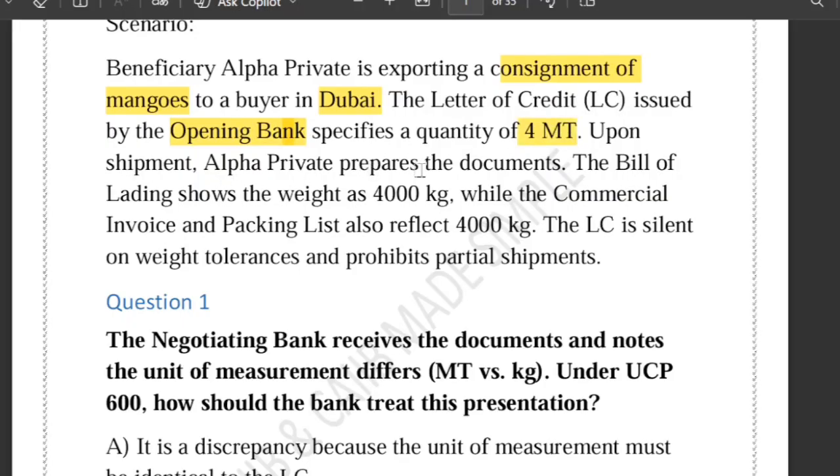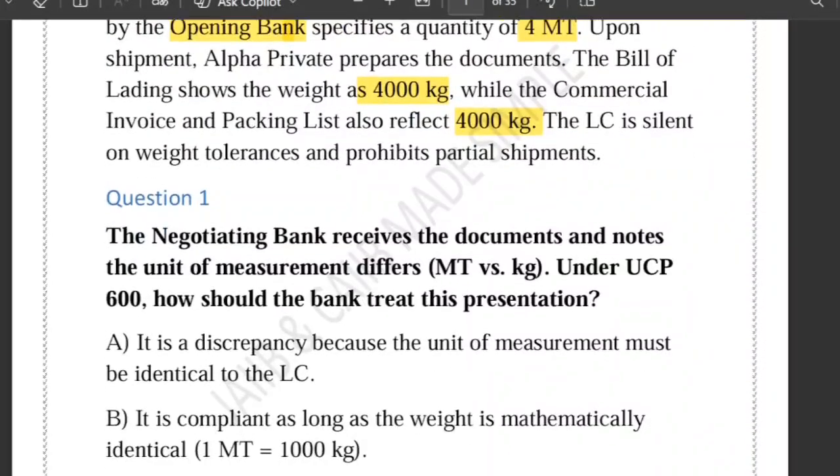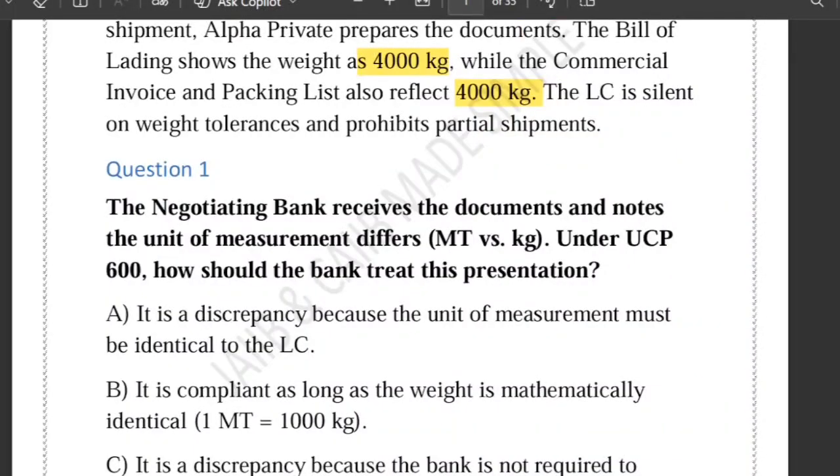Upon shipment, Alpha Private prepared the document. The bill of lading showed the weight as 4000 kg, while the commercial invoice and packing list also reflect 4000 kg. The LC is silent on weight tolerance and prohibits partial shipment. So this information has been given to you. Now the question is, the negotiating bank received the document and notes the units of measurement differ, right? On one side it is MT, other side it is kg. So now the question is, under UCP 600, how should bank treat this presentation?